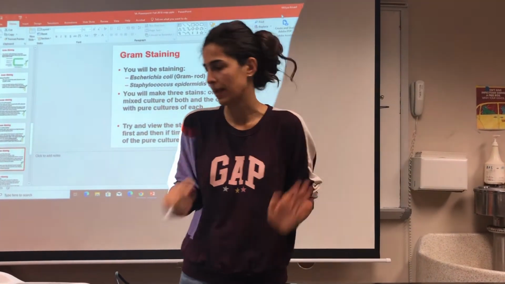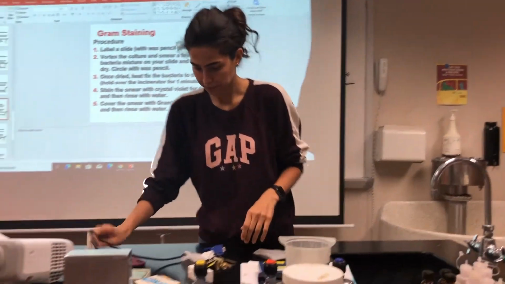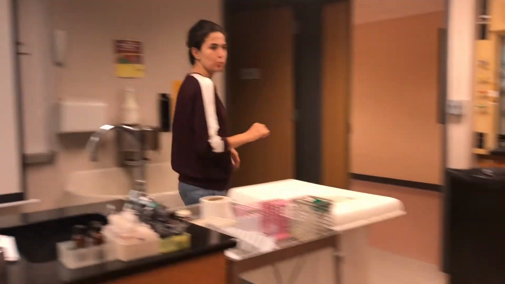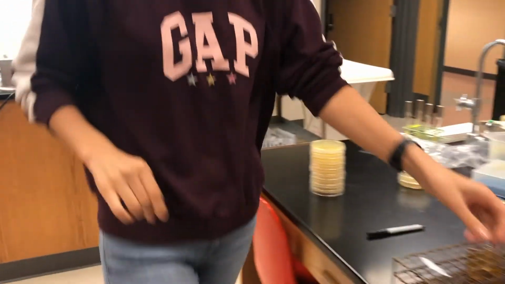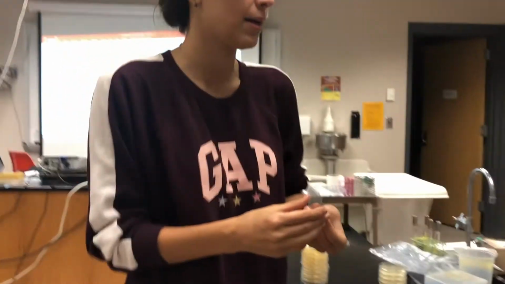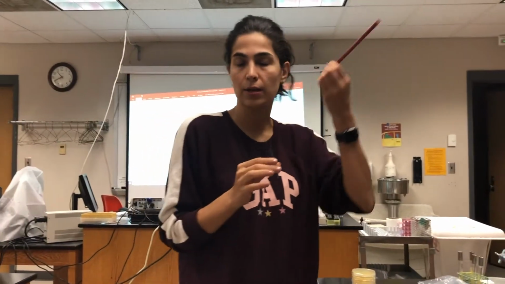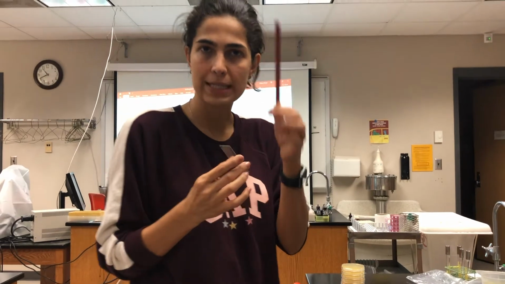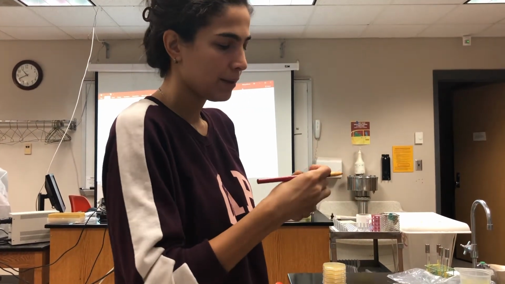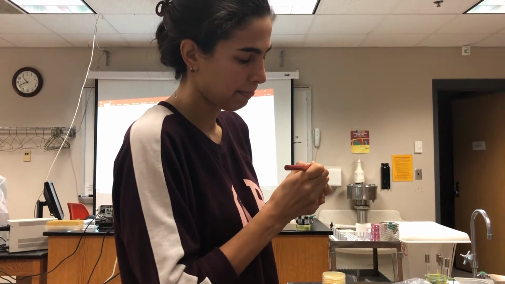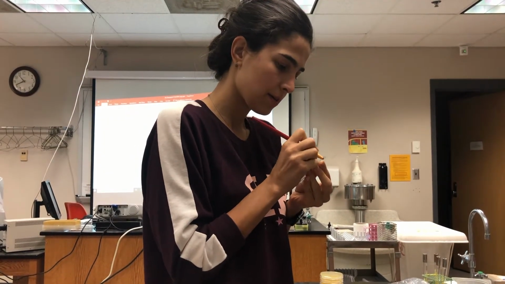You won't miss anything. Then, what is the procedure? First, you need to label the slide, preferably with a wax pencil, because if you label it with a wax pencil, the ethanol cannot rinse the wax pencil off. Here is the slide. We will, for example, write it down as a mix. Okay?